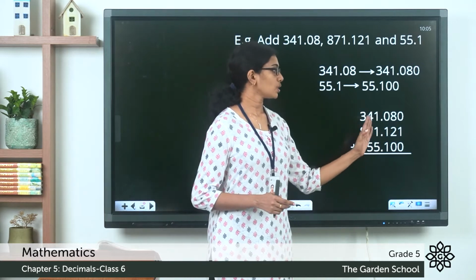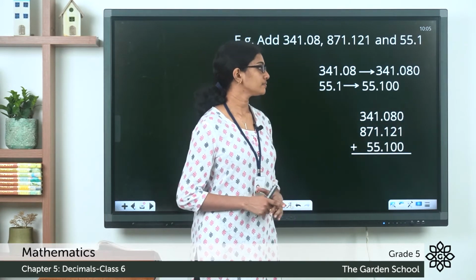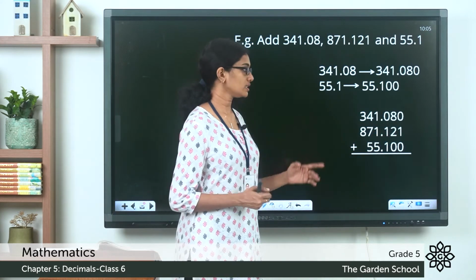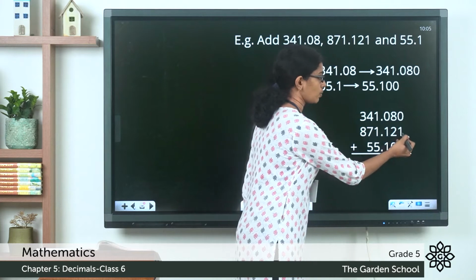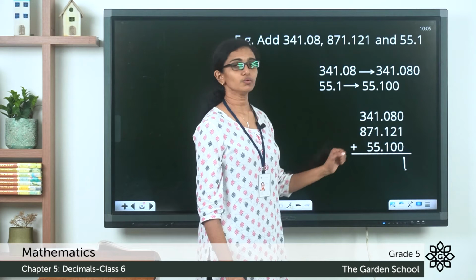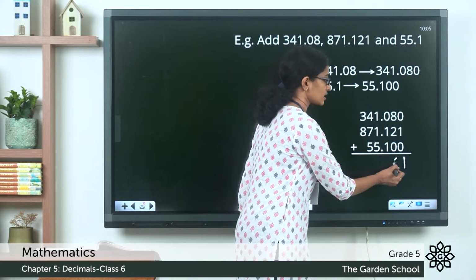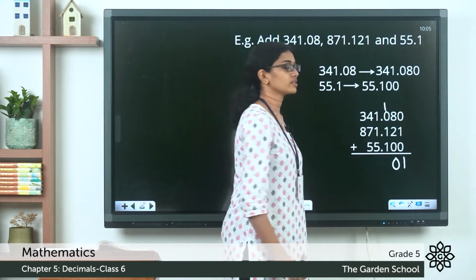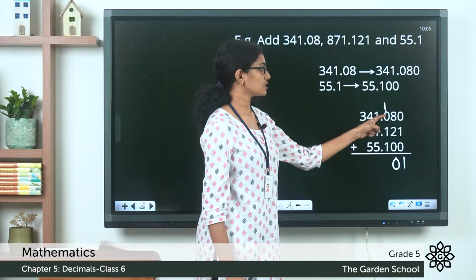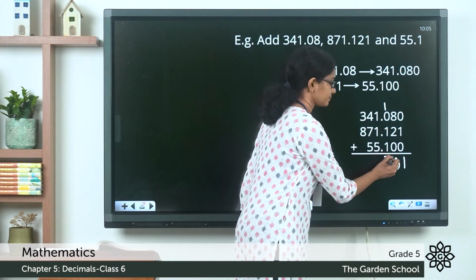Now starting with the digits at the extreme right, let's add 0 plus 1 plus 0. What is it? It is 1. Now 0 plus 2 is 2, 2 plus 8 is 10. So let's write the 0 here and carry over the 1 to the next place. Now 1 plus 1 is 2, plus 0 is 2 itself, plus 1 it is 3.